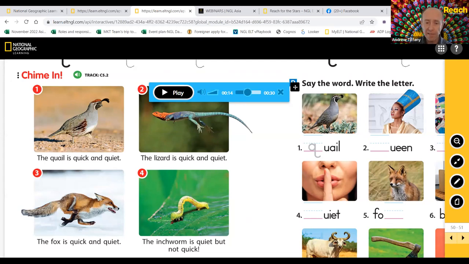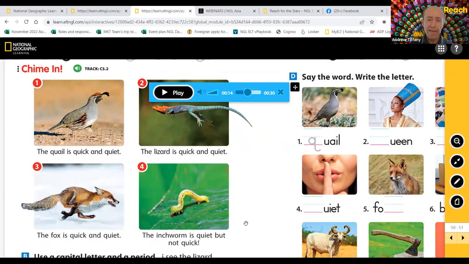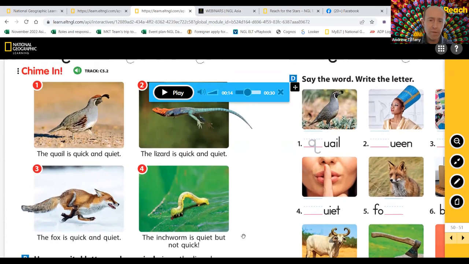So this one is and, this one is but. Yeah, it's not quick. Oh, if you are not quick, what's the word for that? If you are not quick, you are slow. That's White Raymond. Very good. He is slow. Very good. Nice. Okay. So we could say the inchworm is quiet and slow. Okay. Very good.